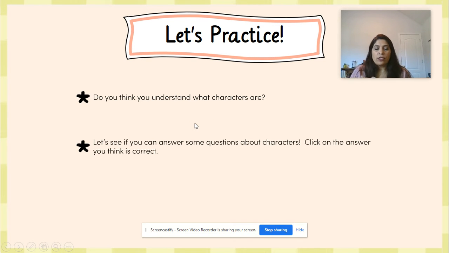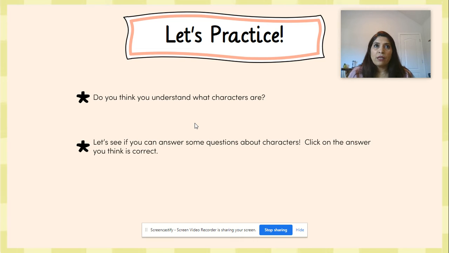So, do you think you understand what the characters are? A character can be a person, animal, or thing in the story. A character has character traits. That means how the character looks from outside and how the character feels inside.